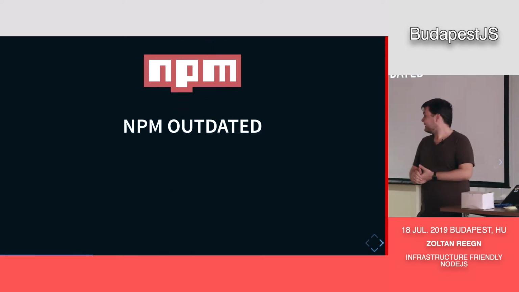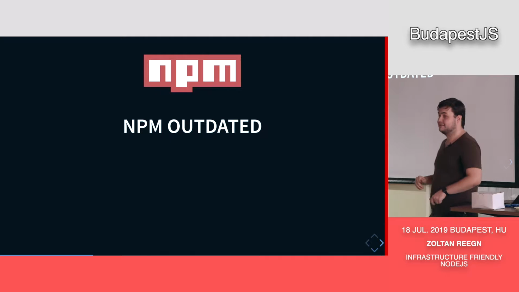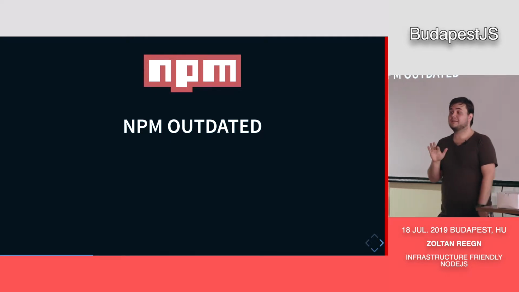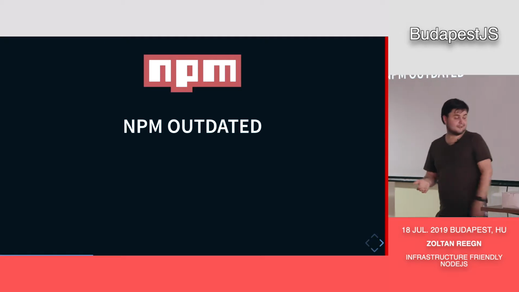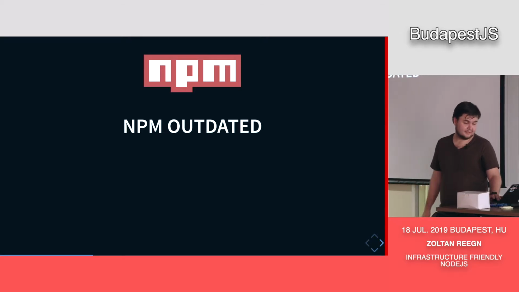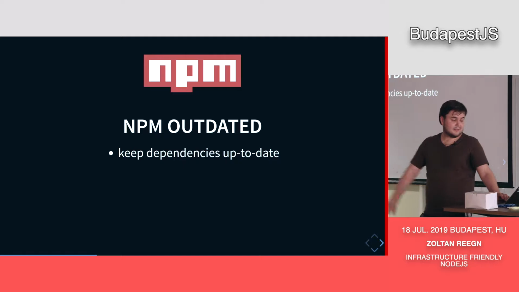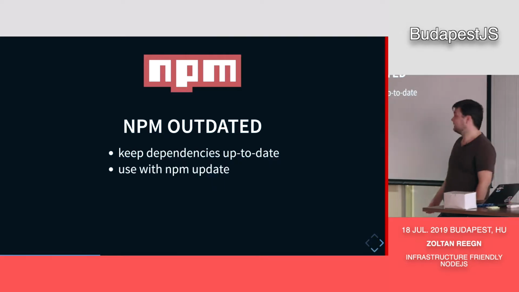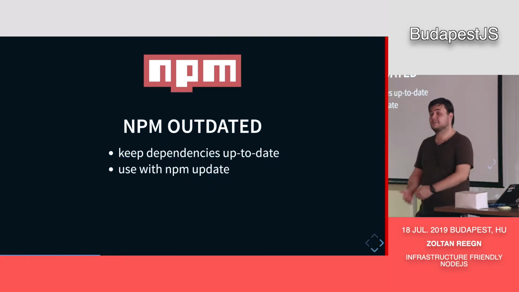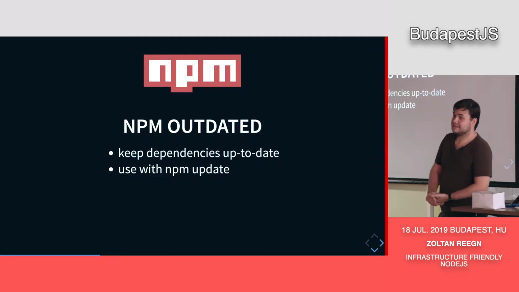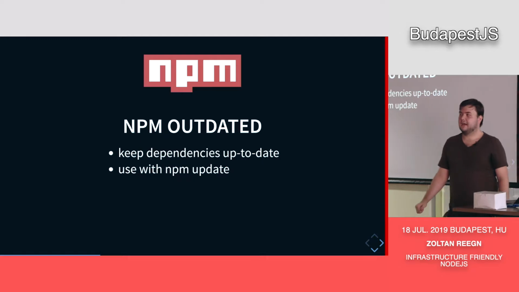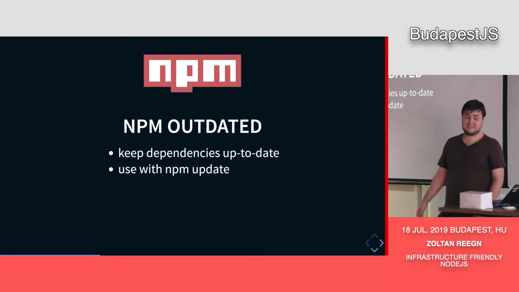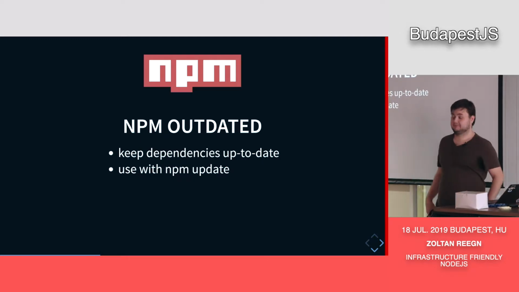Next one, npm outdated. This is a great command for npm, it shows all your outdated dependencies, shows you which dependencies can be updated automatically with npm update. So you can keep your dependencies up to date with the npm update command. And then it also says which dependencies have breaking changes that you need to manually inspect and manually upgrade. But usually it's just npm update, I'm good.